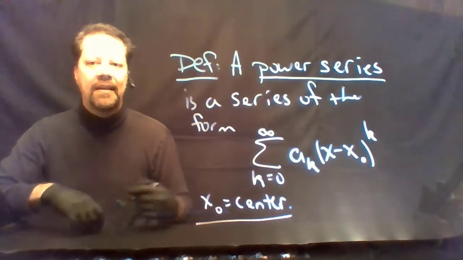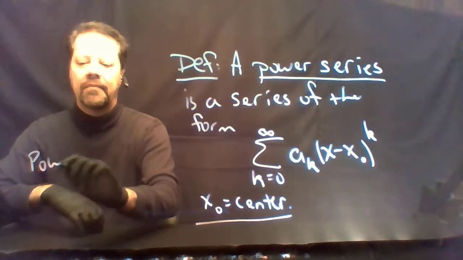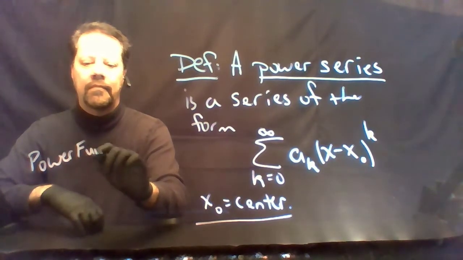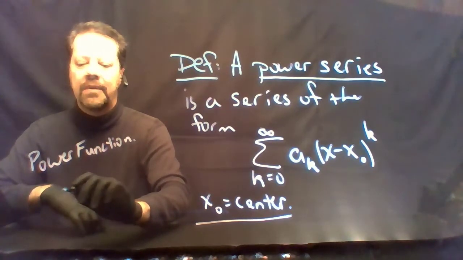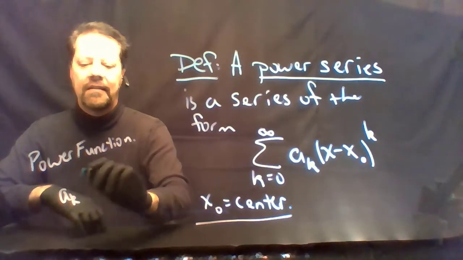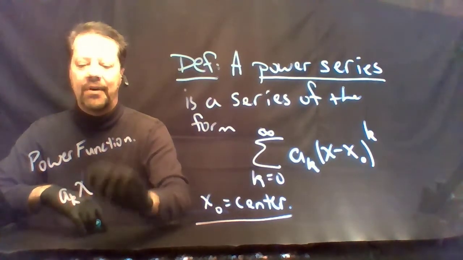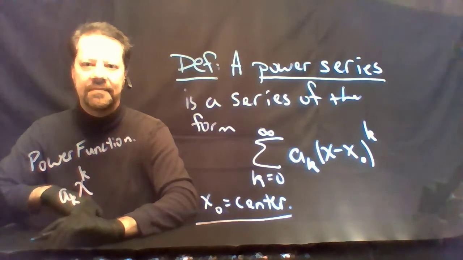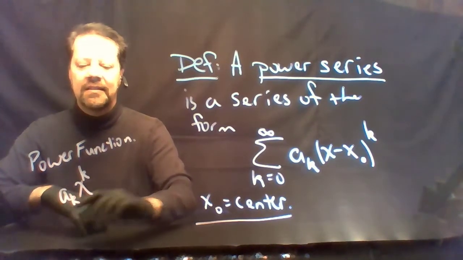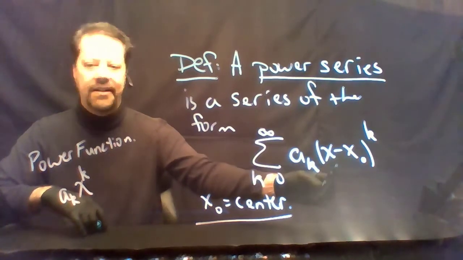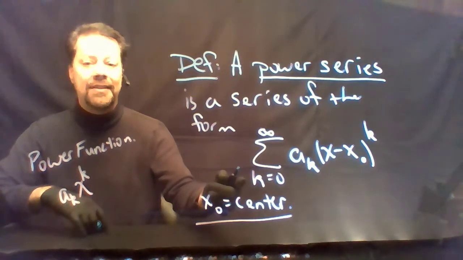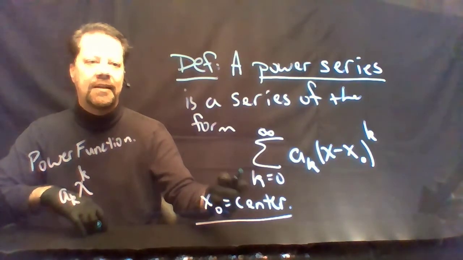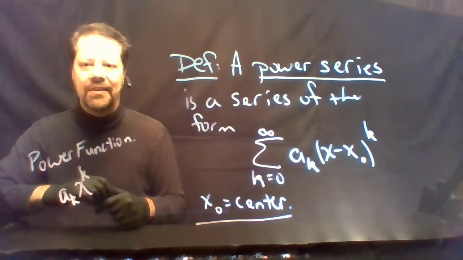What is more, a power function is a function of the form a constant times a power of x. As you can see, power functions are being summed here. If you FOIL this out and combine like terms, you'll get a sum, an infinite series of power functions, and that is why these are called power series. Let's give some examples.